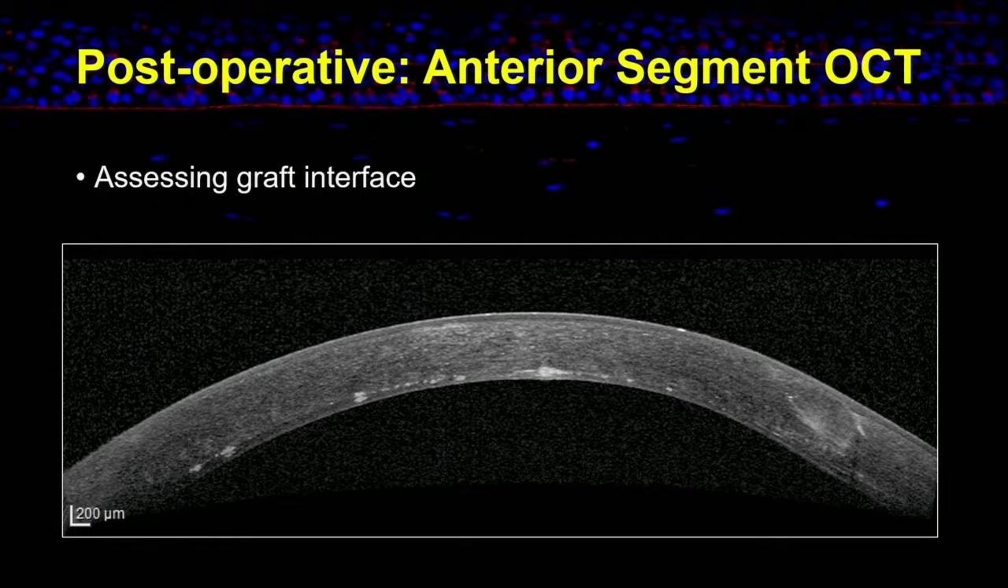And you can also use it to assess the graft-host interface. So this is a patient who had had a DLK and then a few years later had reduced vision, and this was due to recurrence of granular dystrophy at the graft interface.